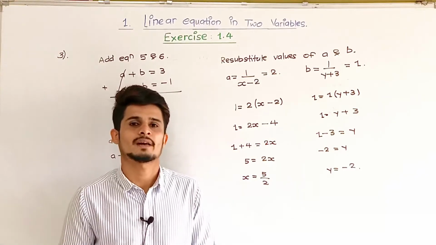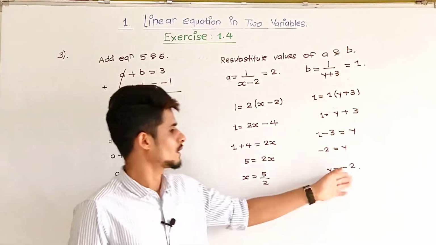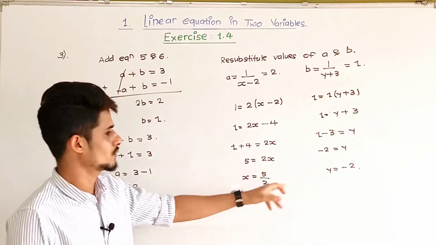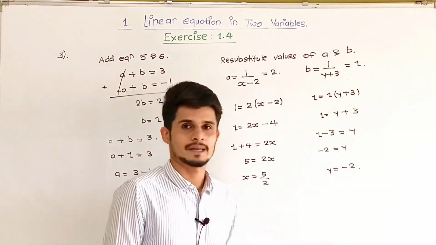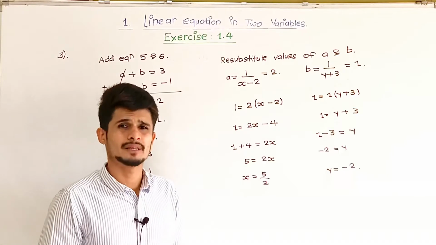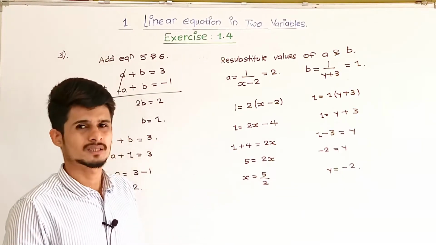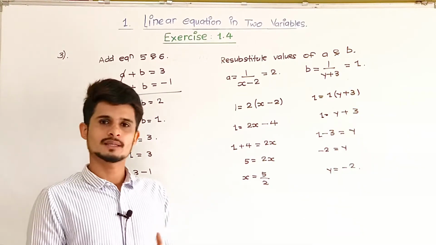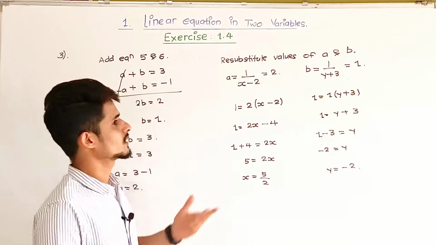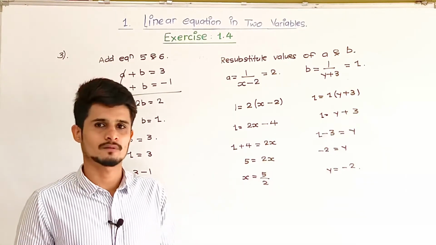So now we have the values of x and y. x is equals to 5 by 2 and y is equals to minus 2. This sum might be a little lengthy, but if you solve it step by step, you will easily understand. It won't be confusing if you solve it step by step.